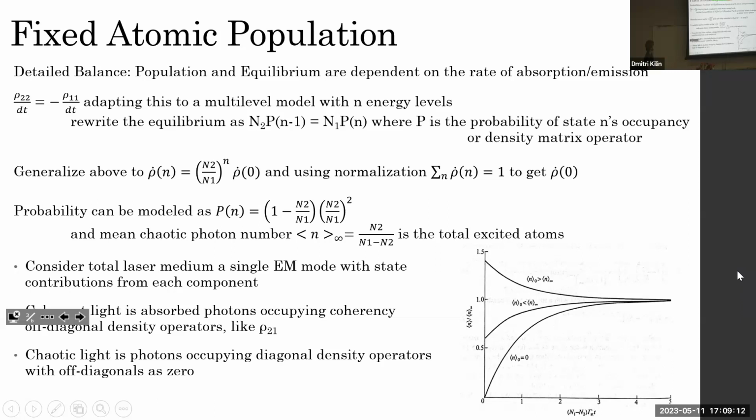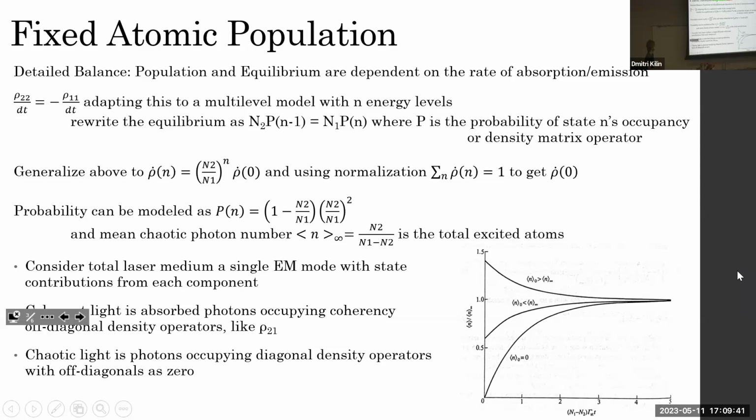So from that, we can establish this equation where we have the excited state rate of change is equal to the negative of the ground state change. And so we can adapt this to a multi-level model with n energy levels. So it's not just a two-state system. And we have this function where P is the probability of a state n's occupancy. So n is just a quantum number corresponding to our states. And then P, since it's the probability, we can also liken it to the density matrix operator. And get N2 and N1.